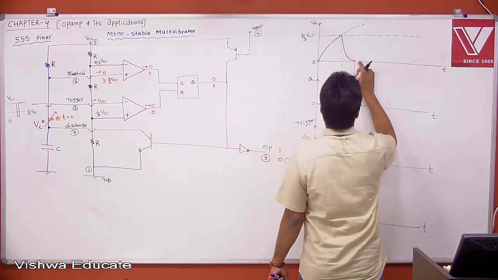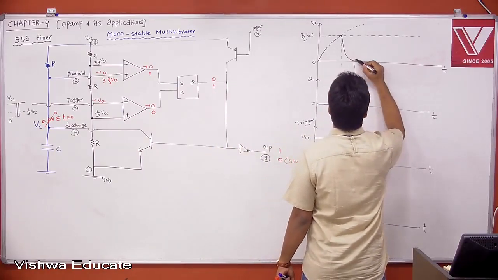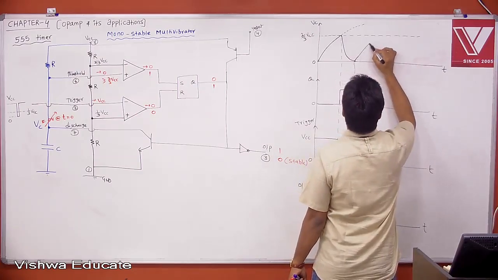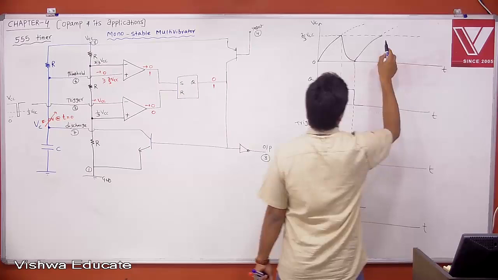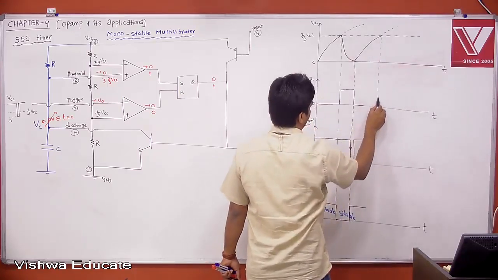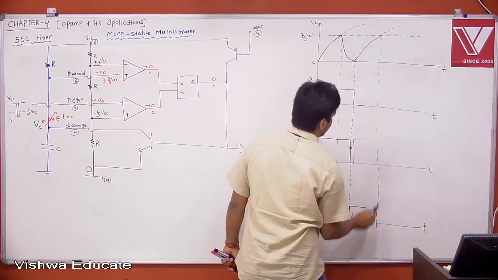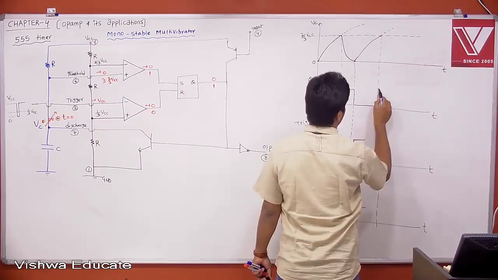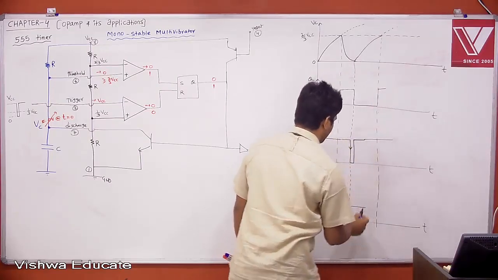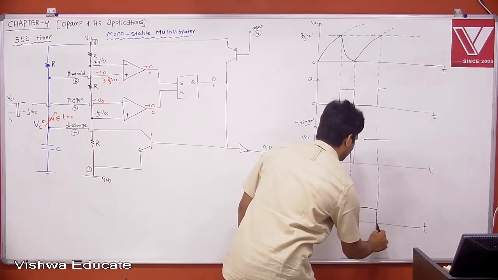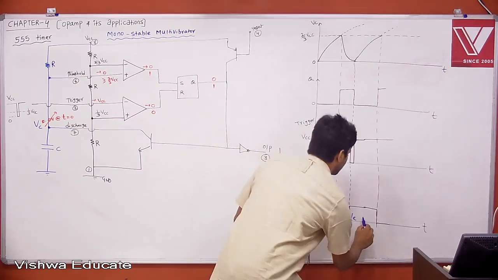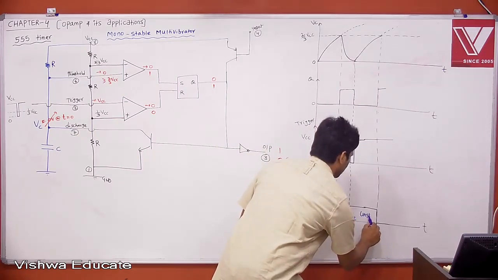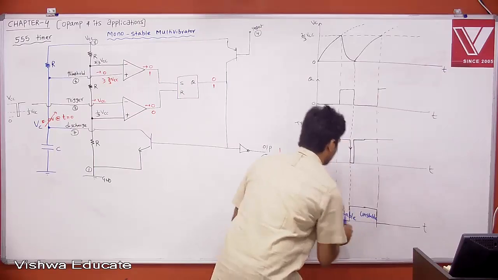Your capacitor starts charging. Again, when it charges to 2/3 VCC, it is trying to charge to VCC. When it charges to 2/3 VCC, the states will change. Then your output will be 1. It is VCC, then it is becoming 0. Therefore, this is unstable. This is stable.